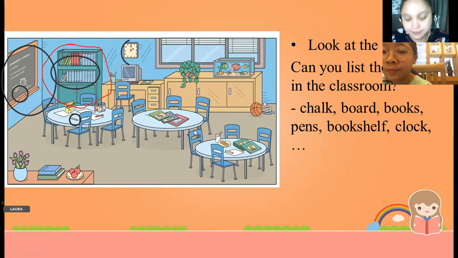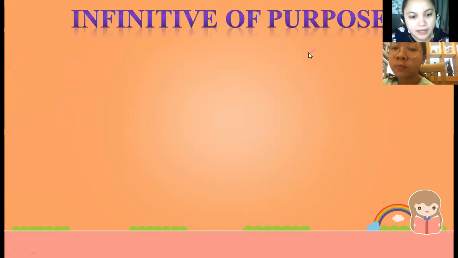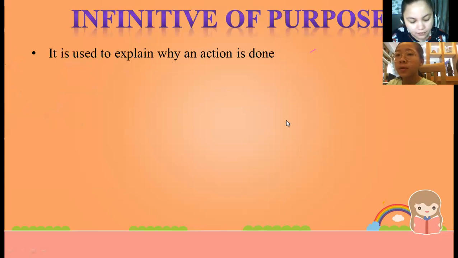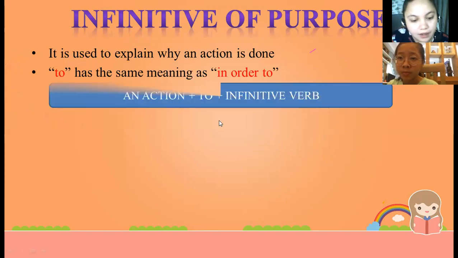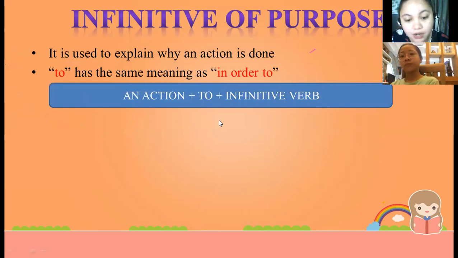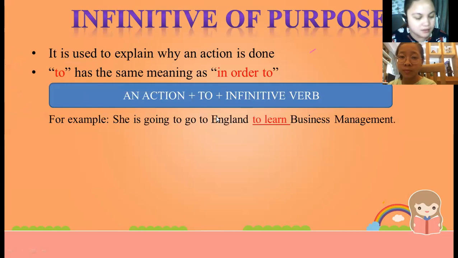Okay, very good. So now let's learn about this one: infinitive of purpose. Can you say it, Laura? Infinitive of purpose. Okay, so it is used to explain why an action is done. Example, to has the same meaning as in order to. So here's the pattern: an action plus to plus infinitive verb. Can you read the example sentence?